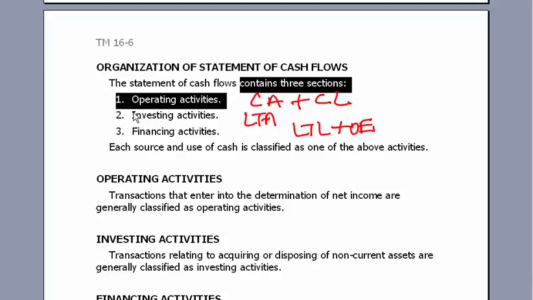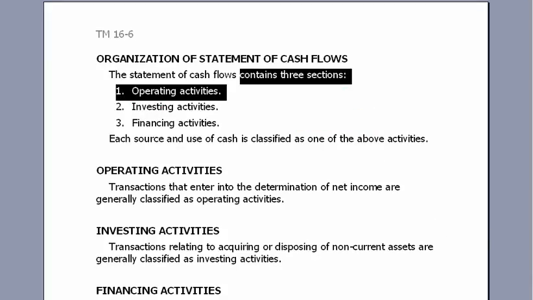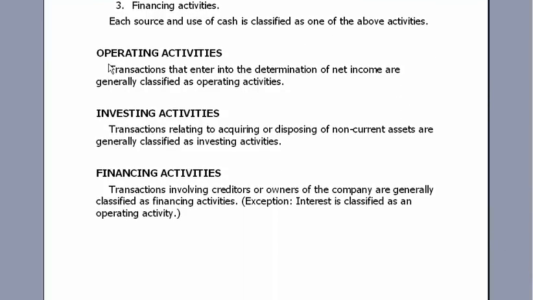Obviously, the investor gives you cash for the bonds. And the owner's equity would be common stock, selling common stock and preferred stock. Also, dividend activities are in that area. So the next little section just gives you those definitions. It tells you the operating activities, investing activities, and financing activities.